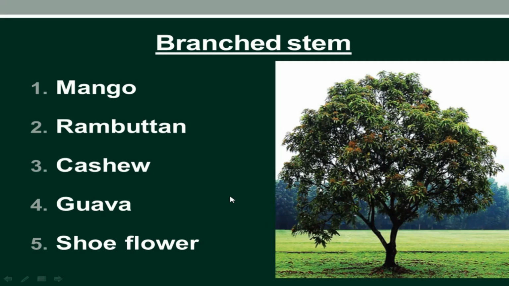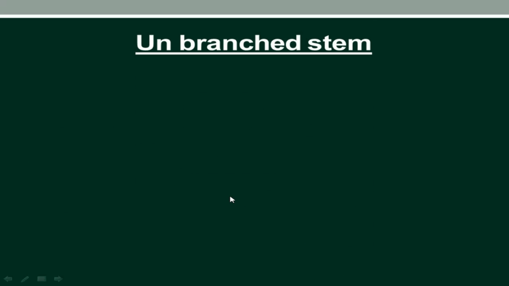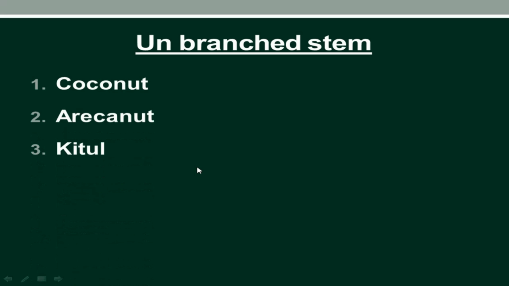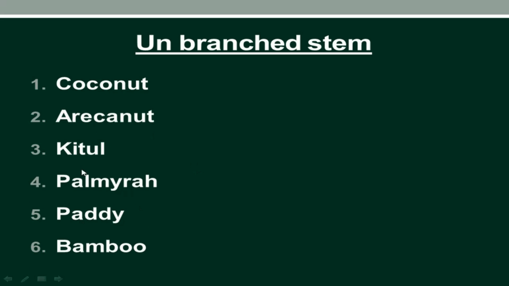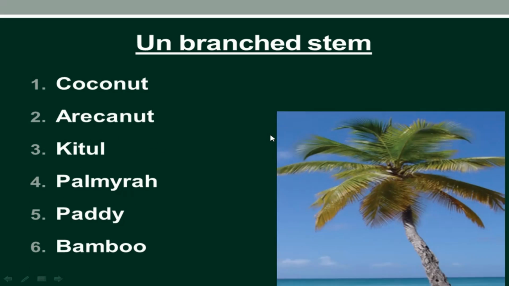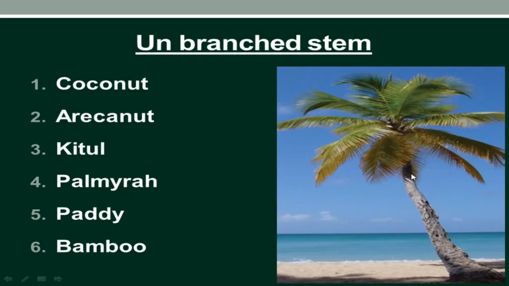Then we will learn about the unbranched stem. What are the plants which bear the unbranched stem? Coconut, areca nut, kitul, palmyra, paddy, and bamboo are some plants which bear unbranched stems. This picture represents the stem of the coconut plant. It is not divided into branches. This is the unbranched stem of the coconut plant. Other plants also have stems which are not divided into branches.